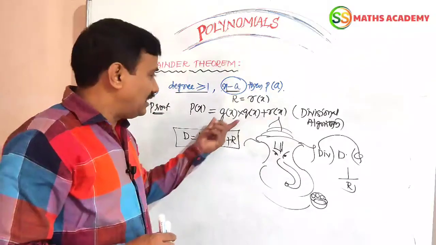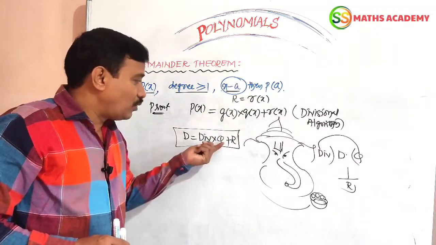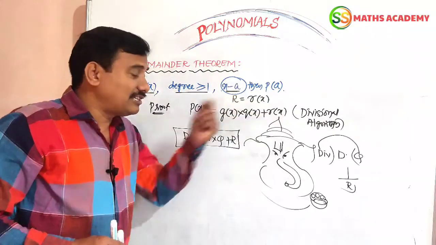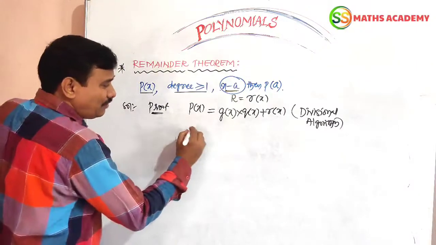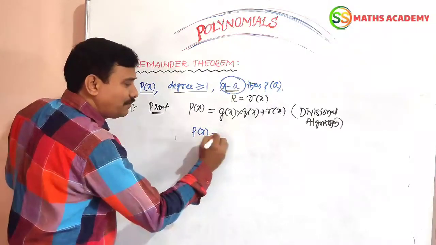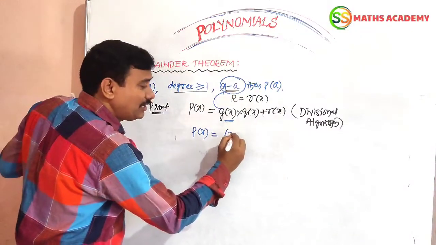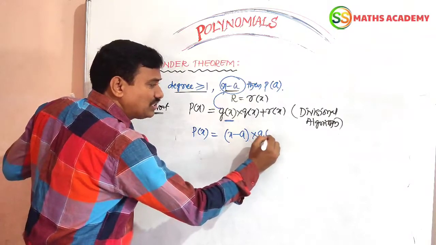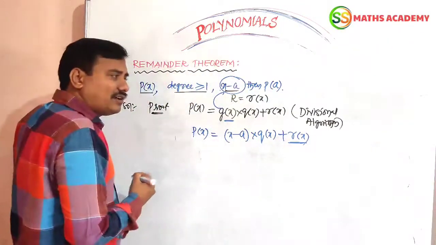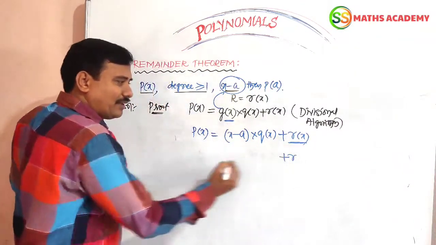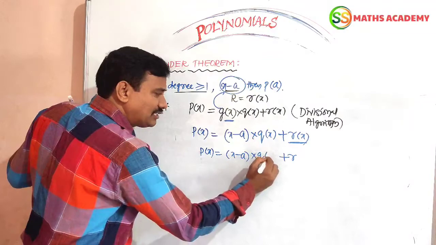Now we can consider this same phenomenon here. Dividend is p of x, divisor is g of x, quotient is q of x, remainder is r of x. Here p of x is the polynomial, g of x is the divisor, q of x is the quotient, plus remainder r of x. I am choosing the remainder r only. The remaining terms you write as they are: x minus a into q of x.